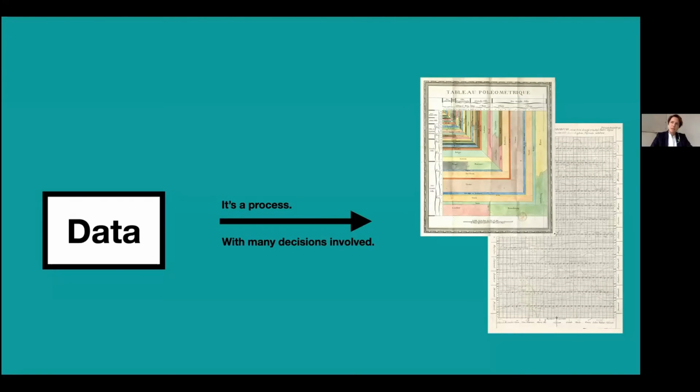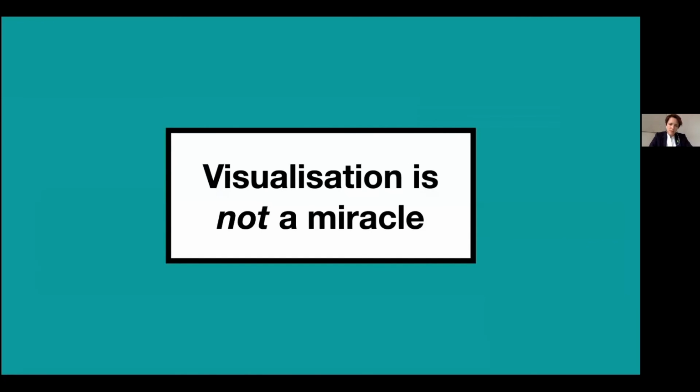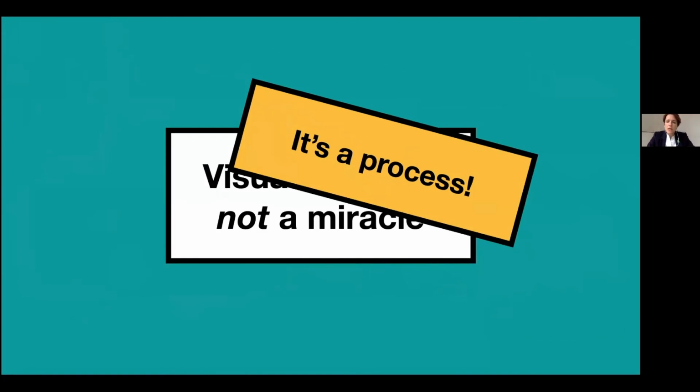I'm emphasizing this also because today we are in the lucky situation that we have many software tools that help with visualization. But this obscures that there are many decisions involved, right? Those decisions are often programmed into the software. The fact that you don't have to take the decisions is just because somebody else has programmed them into the software. So, conclusion: visualization is not a miracle. It's a process with many decisions to be taken.